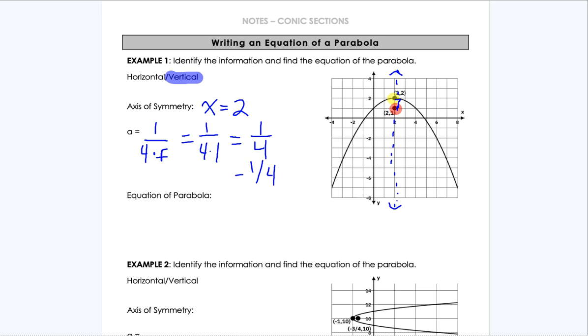Knowing that it's a vertical parabola tells me that my equation is going to start with y minus the y of the vertex, which is 2. And then that's going to equal the A value, which is negative 1/4, times x minus the h, or the x of the vertex, which is 2, squared. So those key features help me write the equation of my parabola from that graph. Let's look at one more example here.